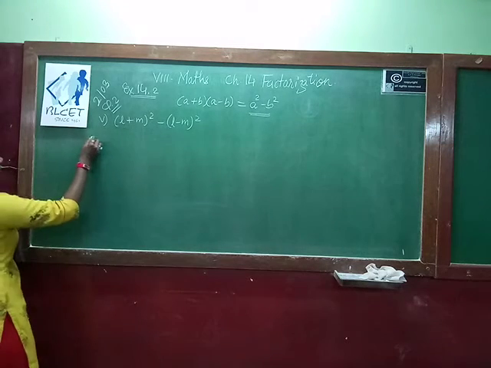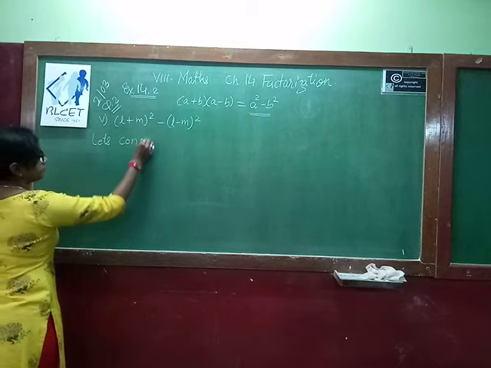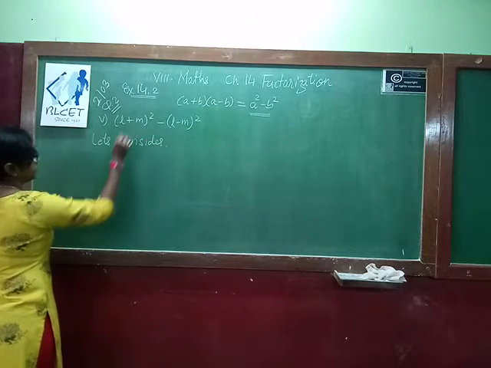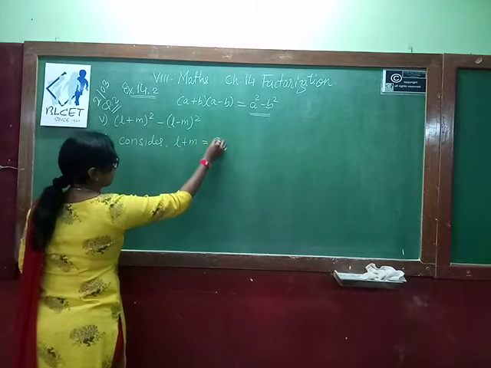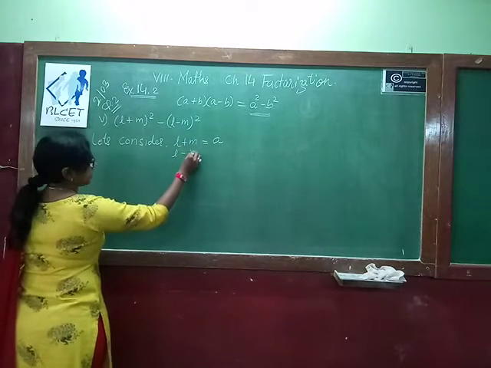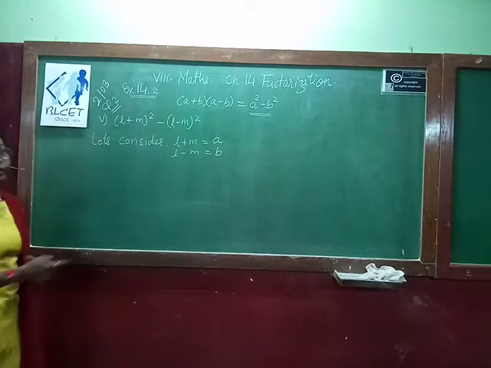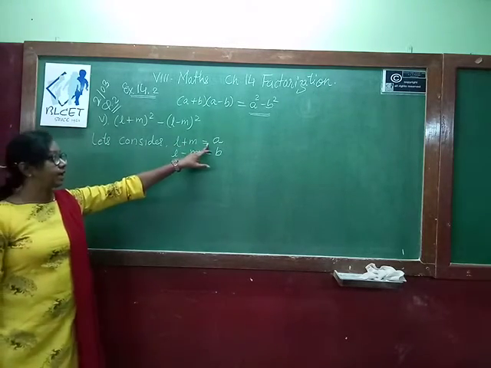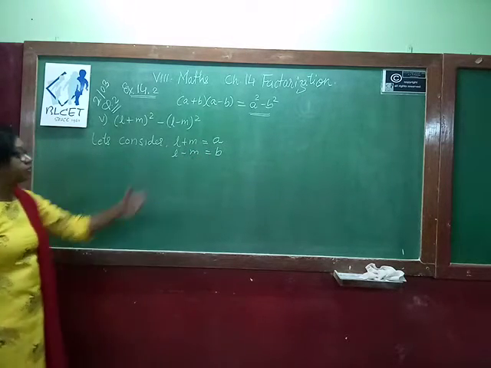So what we can say? Let's consider that l plus m is equal to a and l minus m is equal to b. We have two terms. We have to guess that this l plus m you can write as a and l minus m you can write as b. We have to consider like that.